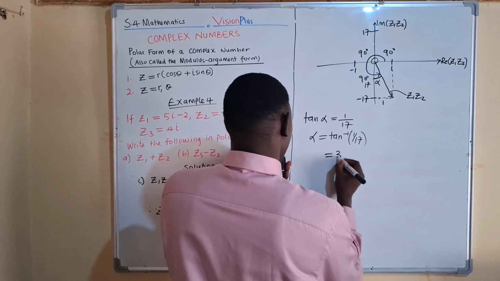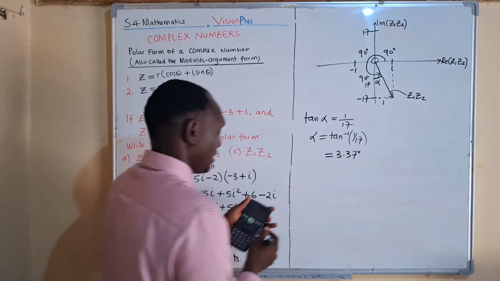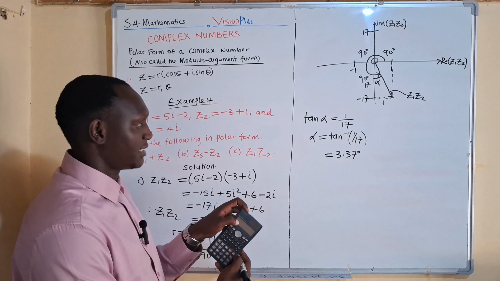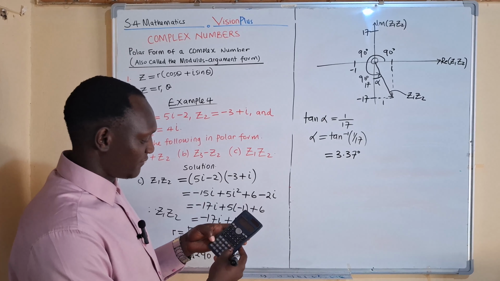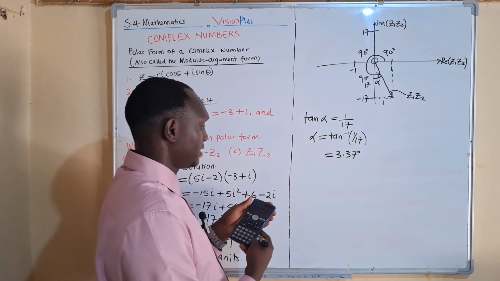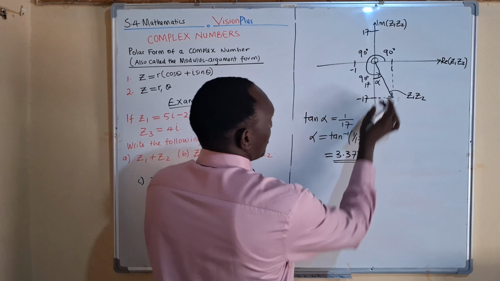It gives us 3.37 degrees. How do you press it? You just press shift and tan to write there tan inverse. Then you open the brackets and say 1 divided by 17. It gives 3.37 degrees. So this is the small angle that we have there.